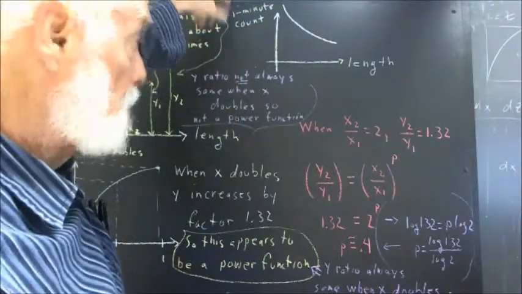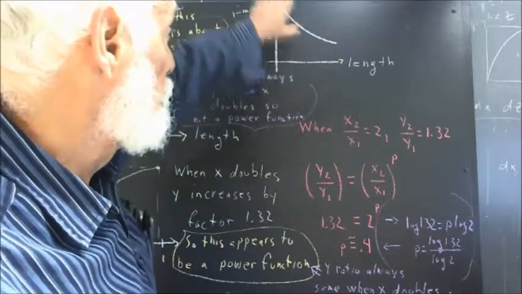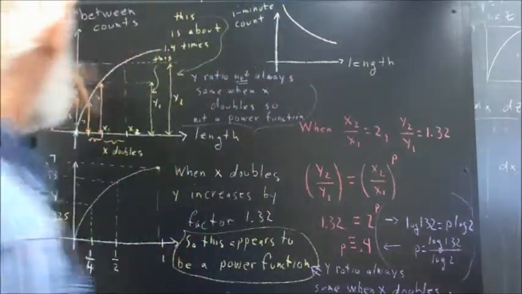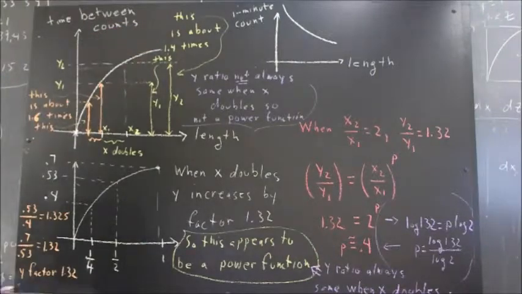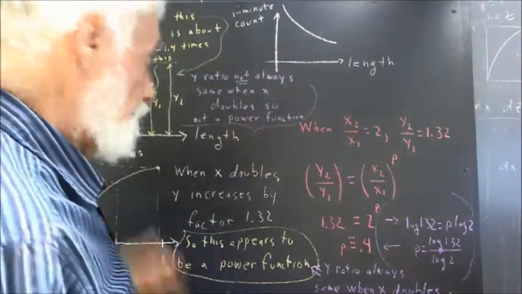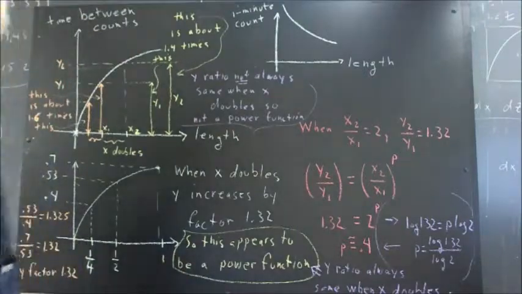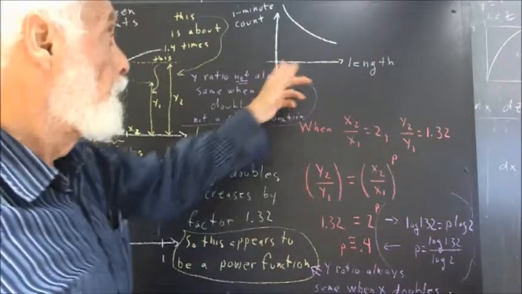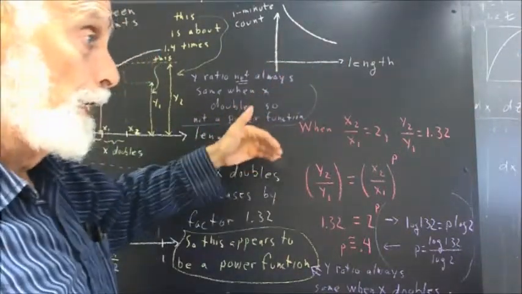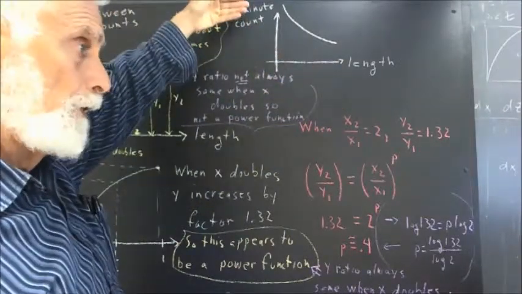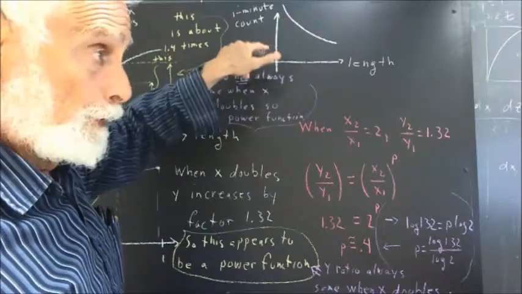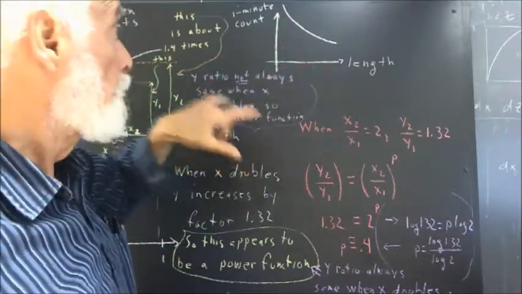But anyhow, if we do the 1 minute count versus the length, the graph looks like this. If we do the time between counts versus the length, the graph looks like this. And this graph has the power function characteristic, it turns out. If we double the value of x, we're going to get the same ratio for y, no matter what two doubling x values we happen to use.